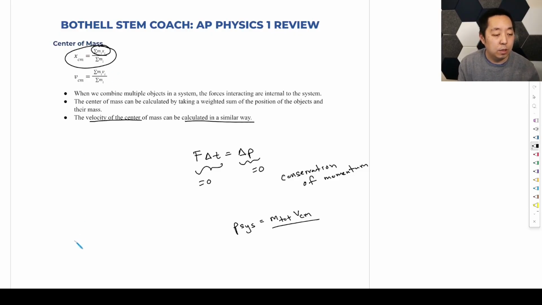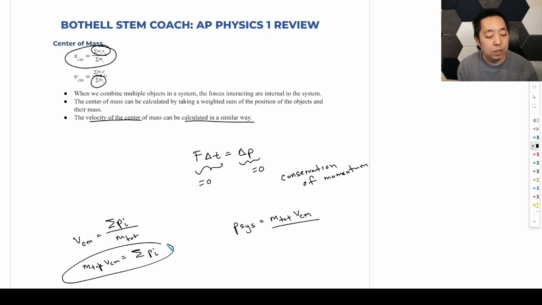Like this quantity, when you have this velocity of center of mass, which is the sum of all the individual momentums divided by the total mass here, right? This part you can read as the total mass. You just move that up over here. M total times the velocity of center of mass is just the sum of the momentums of all the objects in the system. So this is the momentum of the system here. It's just the total mass times the velocity of the center of mass.